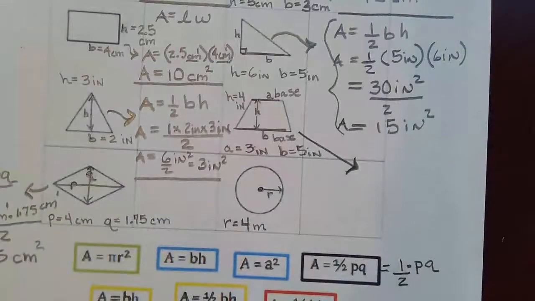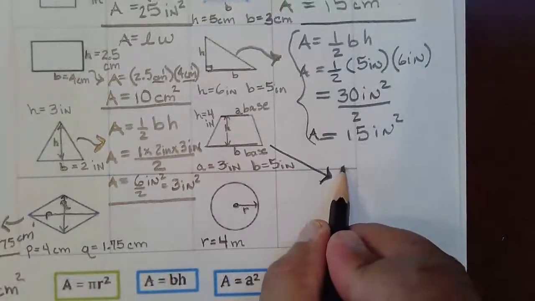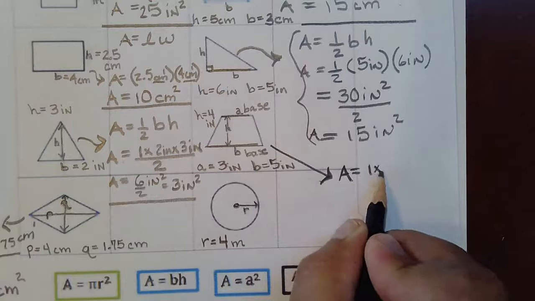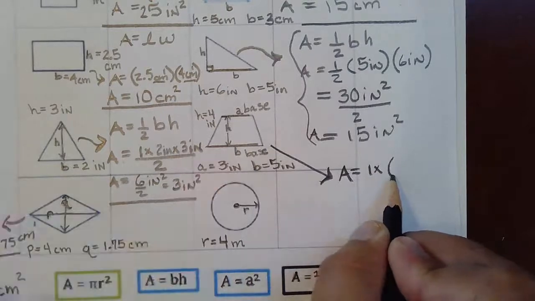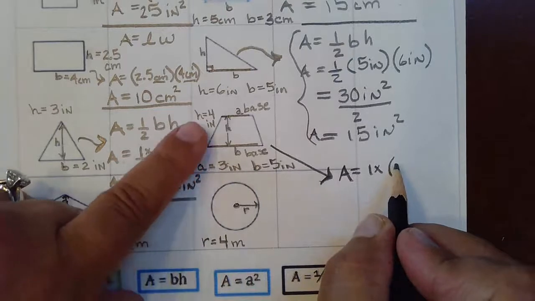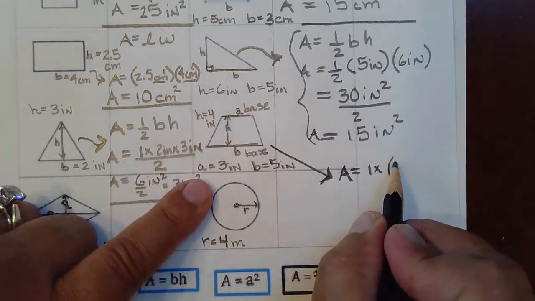Okay, so in this particular problem, this trapezoid that I'm doing right now, I would go area is equal to 1 times the two bases added together, so says the formula. The bases are, let's see, I gave you A is 3 and B is 5.